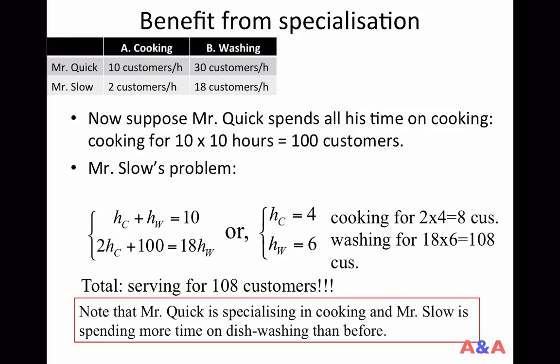Now suppose their restaurants are next to each other, so they don't have to work separately. They can collaborate if they want to. Now suppose Mr. Quick spends all his time on cooking only. He can cook 10 dishes per hour, so if he spends all his 10 hours on cooking, he can cook 10 times 10 equal 100 dishes.